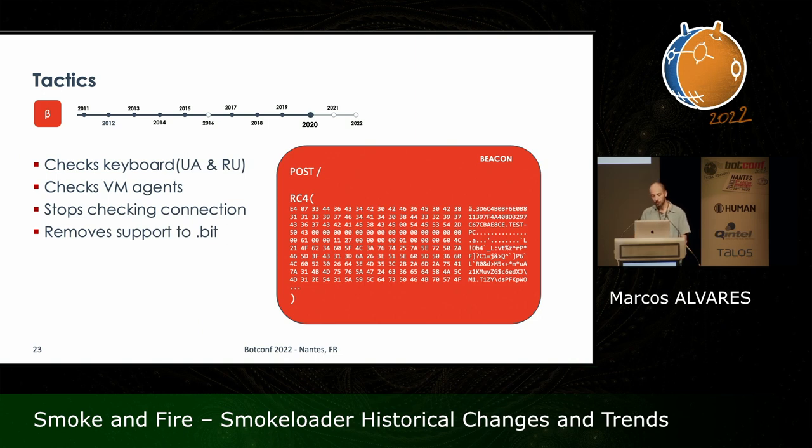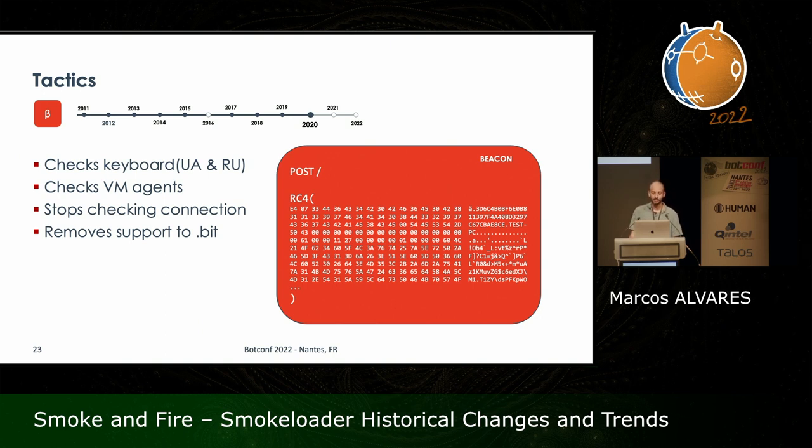In 2020, a few more anti-analysis checks. Smokeloader started to do some kind of client-side geofencing, and started to check for keyboard layout, specifically some Ukrainian and Russian layouts. They also implemented some checks against VM agents, like if you try to analyze Smokeloader inside a virtual machine of these technologies like VMware or VirtualBox, and you have the agent installed there, then Smokeloader is not gonna detonate correctly.